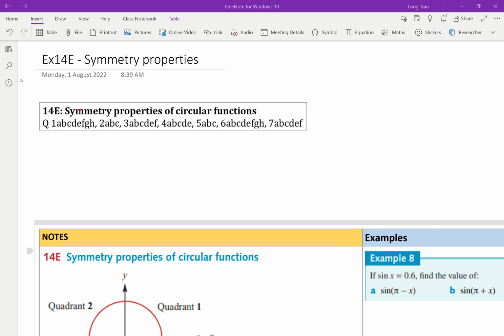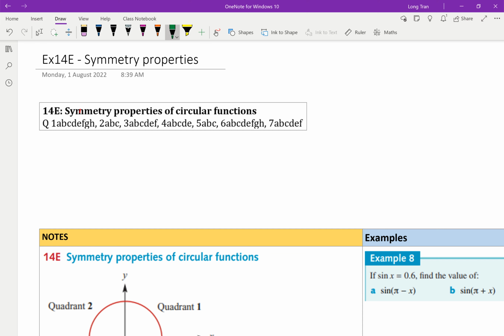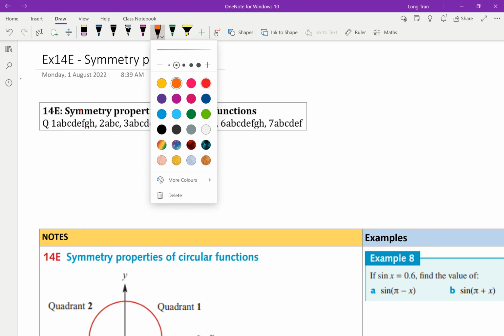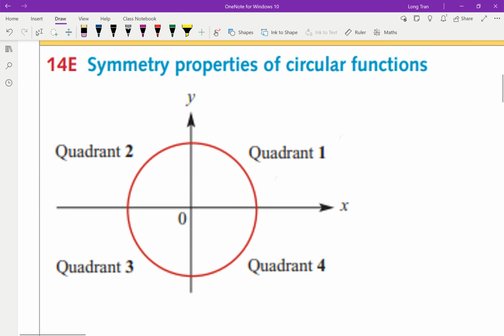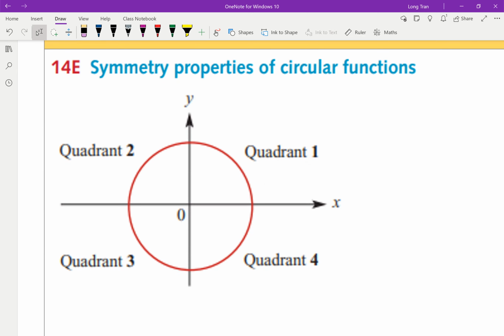This is exercise 14E, symmetry properties. This is probably, to me, one of the most foundational exercises of them all, so you want to spend time to really understand the theory component here. Assuming that you have understood exercise 14A and 14B about the unit circle, we're now going to continue a bit further with the unit circle as well. In every one of the examples I'm going to do, I'm going to refer back to the unit circle again.